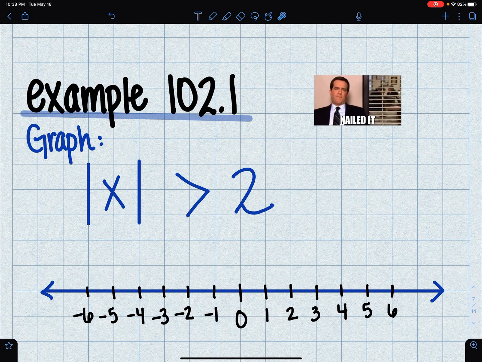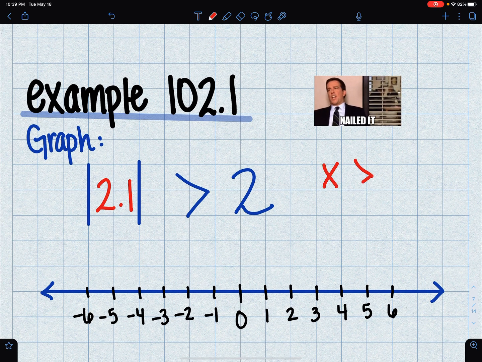What if we put in the number 3 for x? The absolute value of 3 is 3. That is greater than 2. Anything bigger than 2, so it's going to be 3, 4, 5, 6, but it's not just that. It could also be 2.1, right? So anything bigger than 2, if x is greater than 2, that's going to satisfy the equation. Okay, so I'll start there because that makes sense to me.